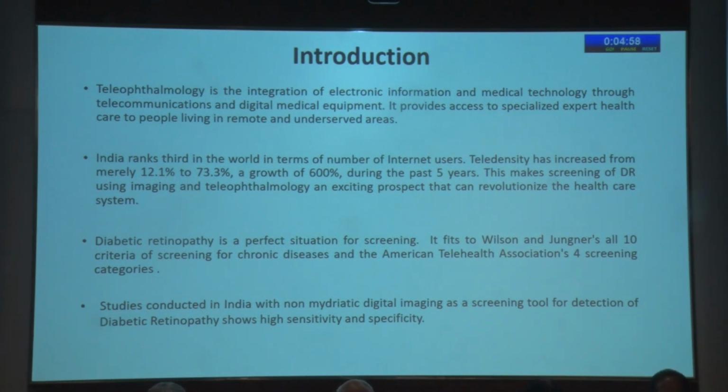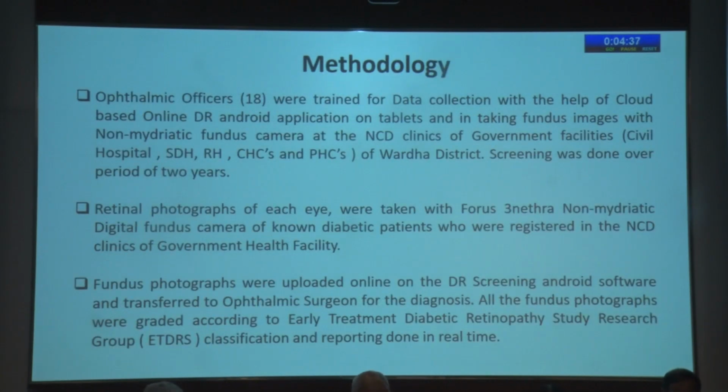According to Wilson and Jungner's 10 criteria for screening, diabetic retinopathy is a perfect situation of a chronic disease to be screened. And according to the American Telehealth Association's 4 screening categories. Studies conducted in India with non-mydriatic digital imaging as a screening tool for detection of diabetic retinopathy show high sensitivity and specificity.